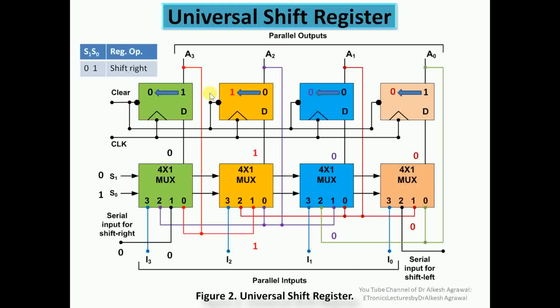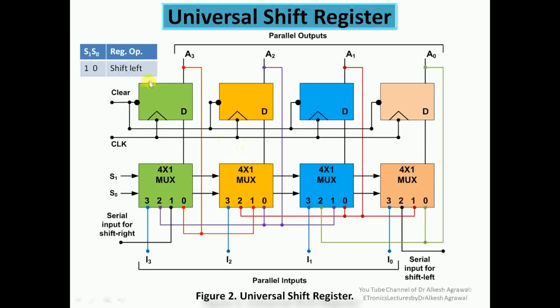So what you can see is the previous contents were 1 0 0 1. In this flip flop a new data is being stored which is given externally as 0. This 1 is stored in this flip flop, this 0 is stored in this flip flop, and this 0 is stored in this flip flop. So you can see the contents are shifted to the right by 1 bit. So this is called the shift right operation.